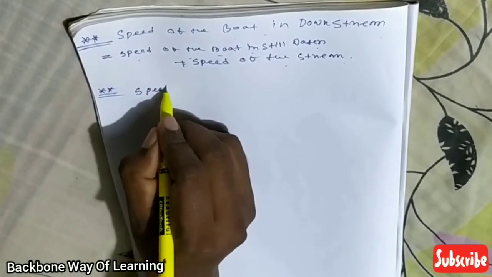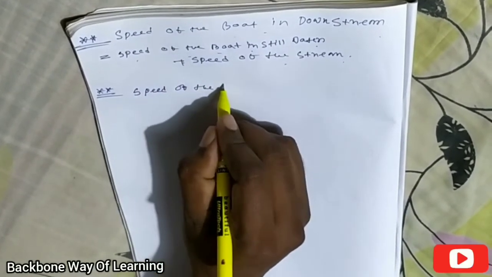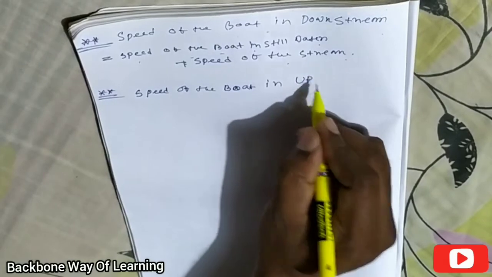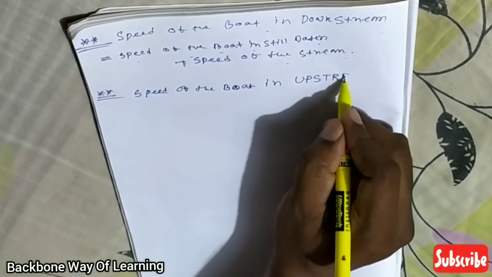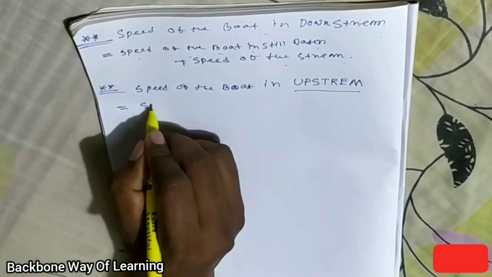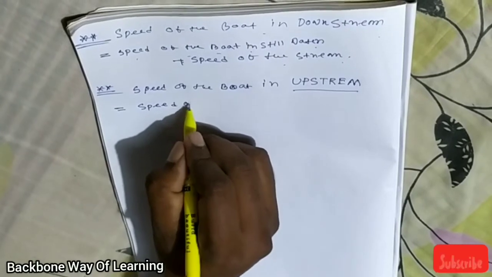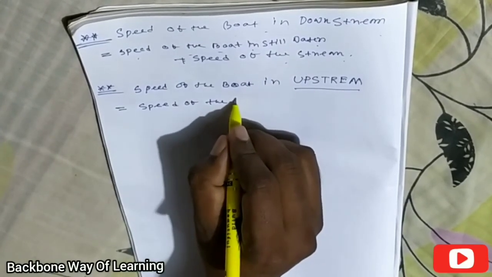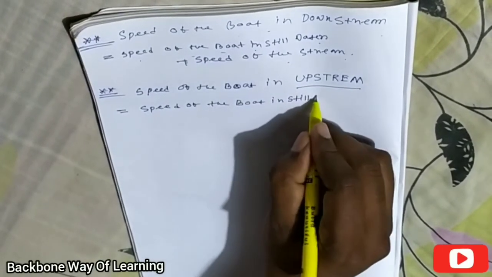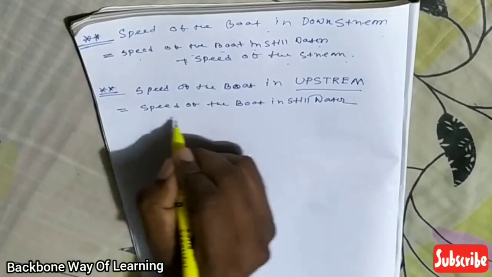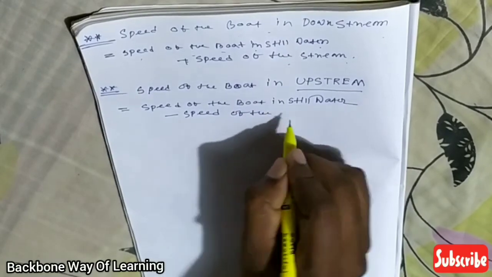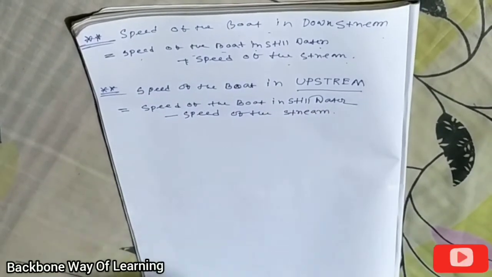Next, speed of the boat in upstream is equal to speed of the boat in still water minus speed of the stream.